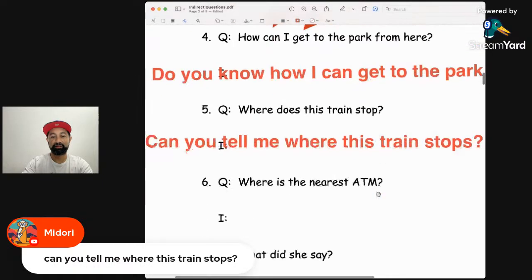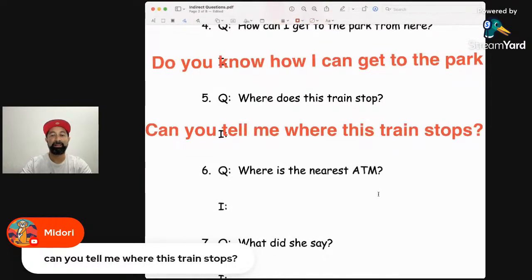Okay, let's go to number 6. Where is the nearest ATM? Now, most likely in this question, you're going to be asking a stranger. So if you ask a stranger, what phrase do we use at the beginning? Do we use "do you know," or do you use "can you tell me?"